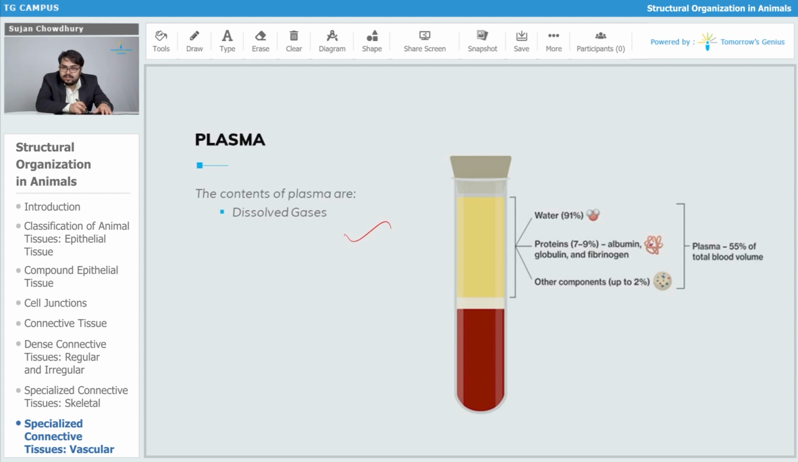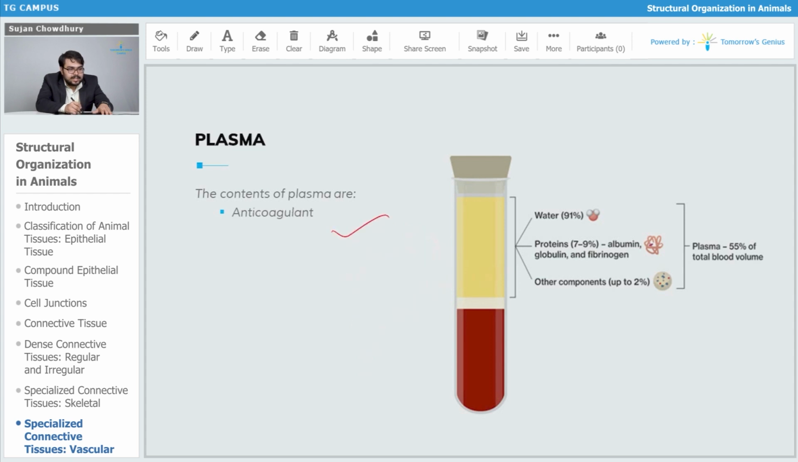We have dissolved gases in blood plasma, like around 3% oxygen carriage is possible because of the blood plasma, and definitely over 70% of CO2 is going to be carried by the blood plasma in the form of bicarbonate ions.